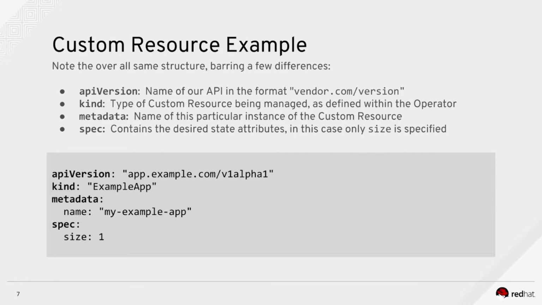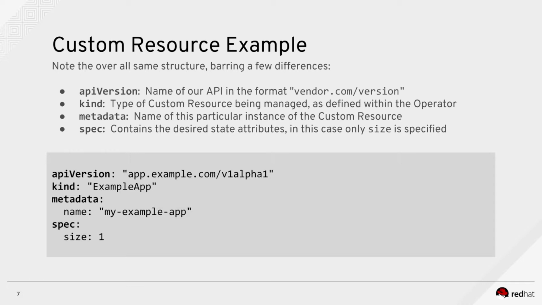Moving on to kind, here we just have ExampleApp. So for a Kubernetes built-in resource, this would be pod or service, but in this case we have an actual application being managed by a Kubernetes API or Kubernetes controller. In this case, that kind is ExampleApp. The metadata, once again, is the name or the instance name for this particular custom resource, my-example-app, that's being deployed.